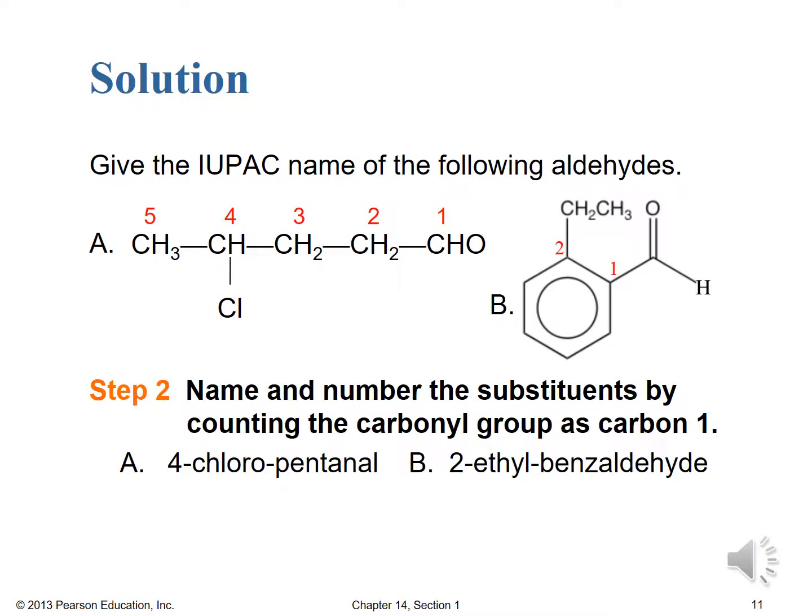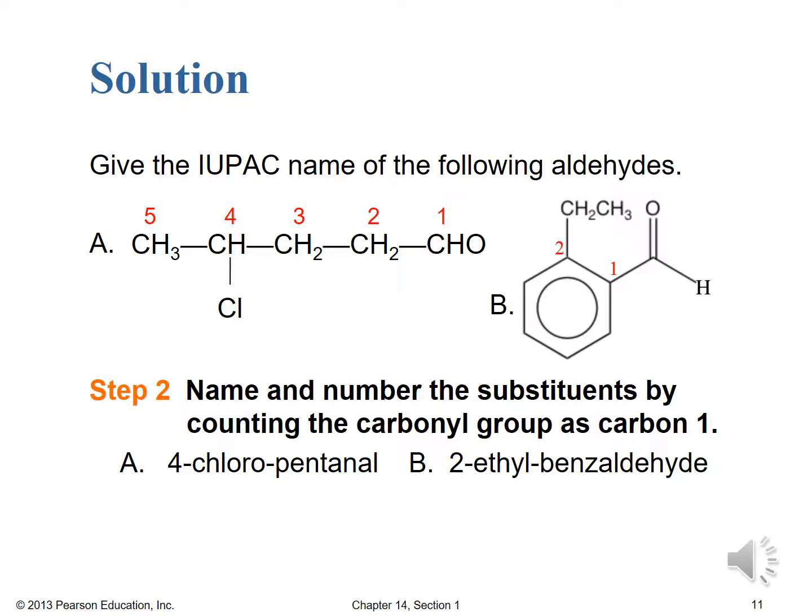All right, here now for step 2, we've got to number and name those substituents. Of course, the numbering should be fairly easy because, at least for a straight chain, the carbonyl carbon is number 1. So therefore, it's carbon 4 that gets the chloro group, and we have a 4-chloropentanal.